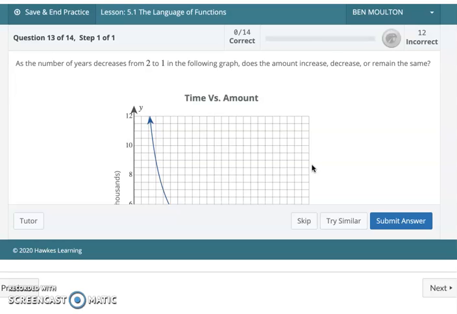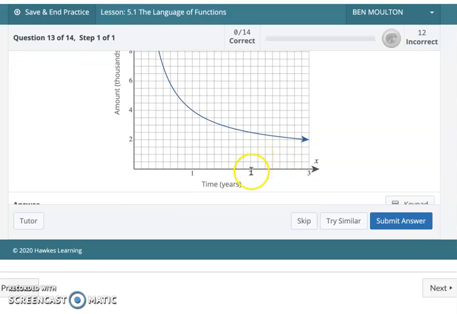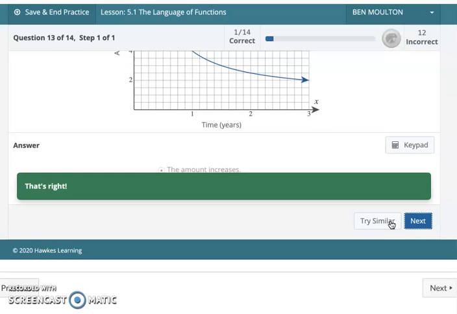As the number of years decreases from 2 to 1 in the following graph, does the amount increase, decrease, or remain the same? So we're going from 2 to 1. You have to read this backwards. Here's 2, here's 1. So we're not going this way. Instead, we're going from 2 to 1. Looks like it's increasing, isn't it? From 2 to 1, so we say it's increasing. If you don't believe me, tough. Just kidding.